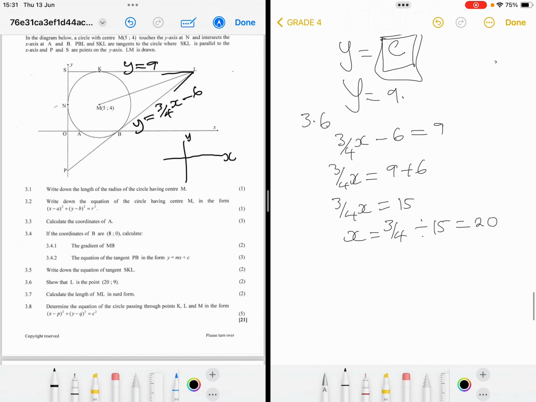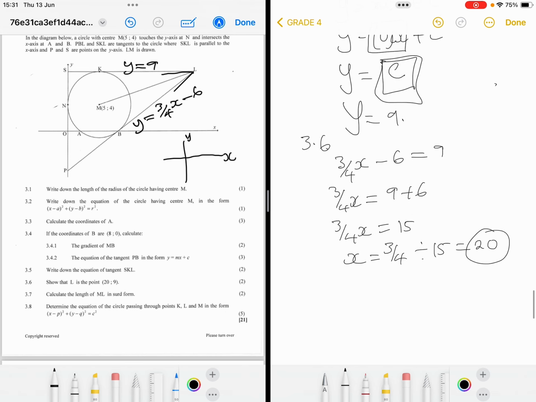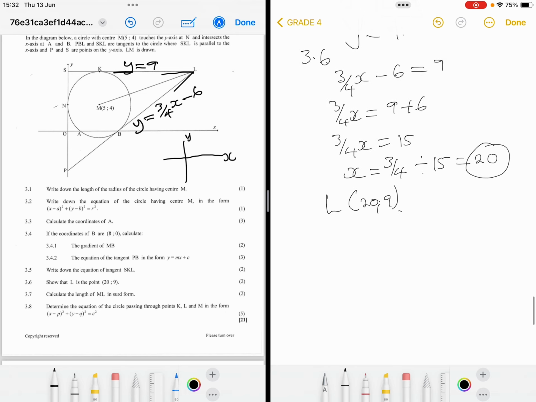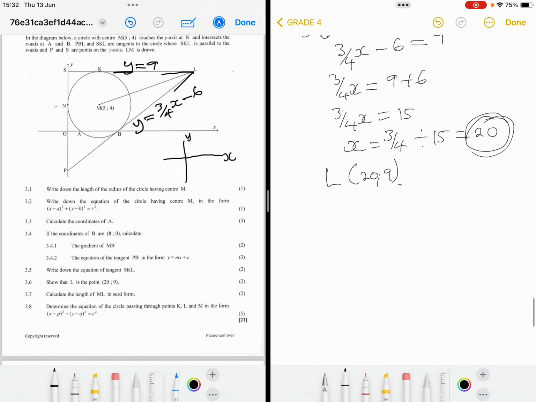So now you can substitute the x, which is 20. But no need to substitute because we already know that S, K, L share the coordinate of y, which is 9. You see? So it means L will be 20 and 9. So 2 marks. That's why it was 2 marks, because no need to substitute 20 into the equation. So 2 marks.